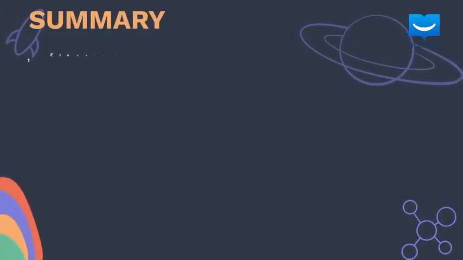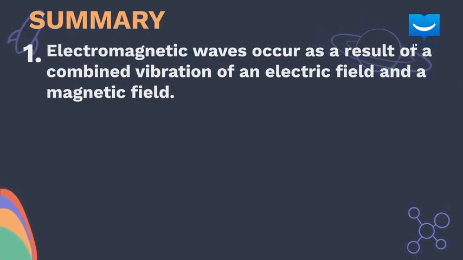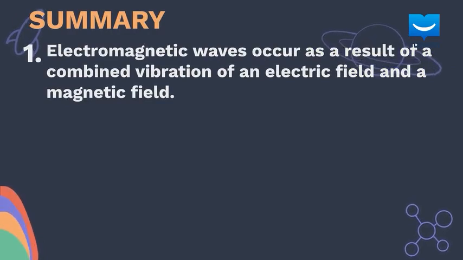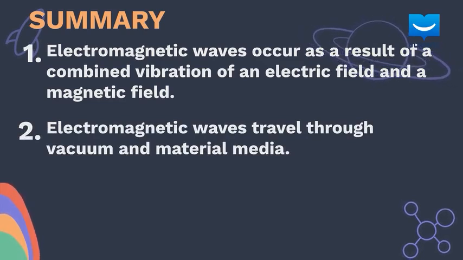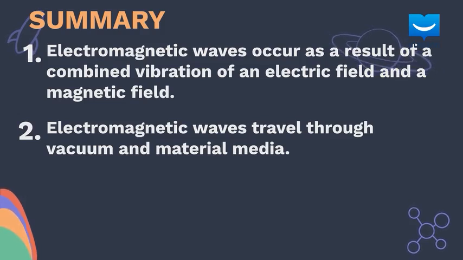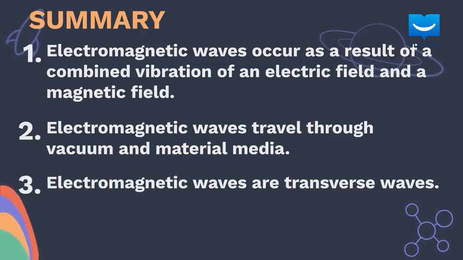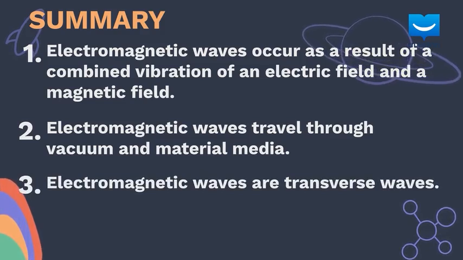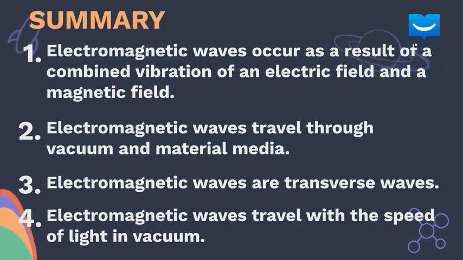In this lesson, we learned that electromagnetic waves are waves that result from a combined vibration of electric and magnetic fields. We also said electromagnetic waves can travel both in space and in other material media like air, water, and glass. We also said electromagnetic waves are transverse waves because they vibrate perpendicular to the direction of motion of the wave. Electromagnetic waves also travel with the speed of light in a vacuum.